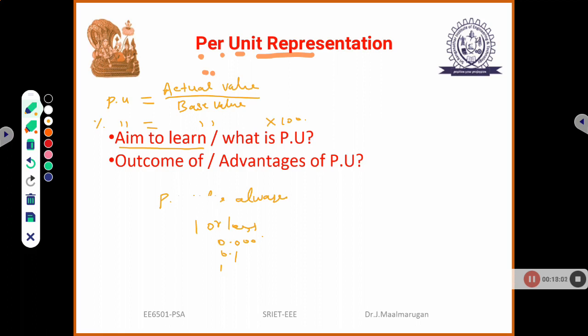All the values, MVA, KVA, we are going to convert into unity or less. In case you got a value of 1 lakh, that particular value also you have to convert into unity or less. That is the advantage. You can keep it in mind. In case you get an answer of 3 or 4 per unit, it is wrong. The calculated per unit value is always 1 or less than 1. That is the key point.